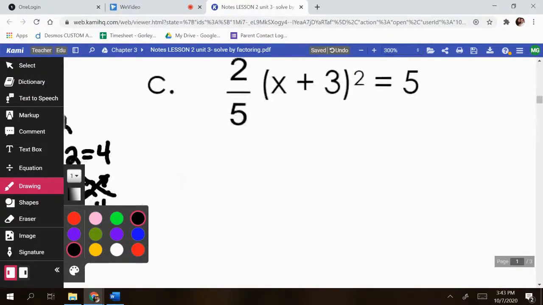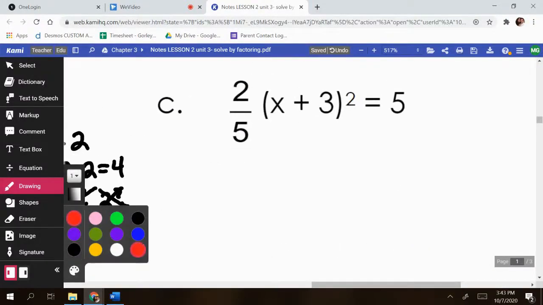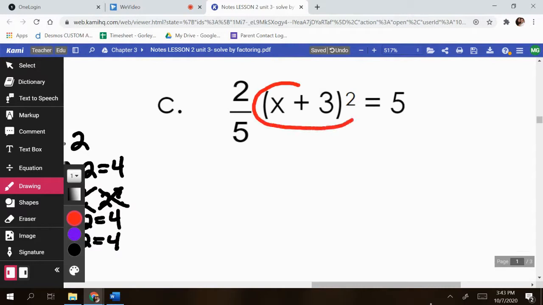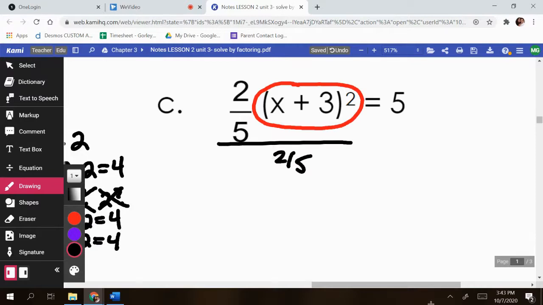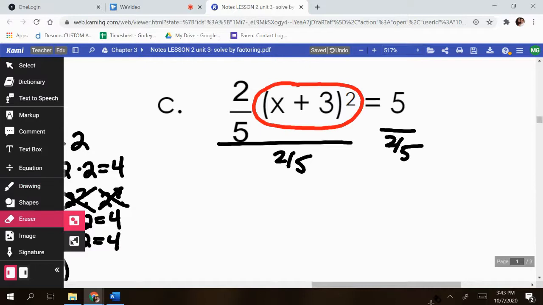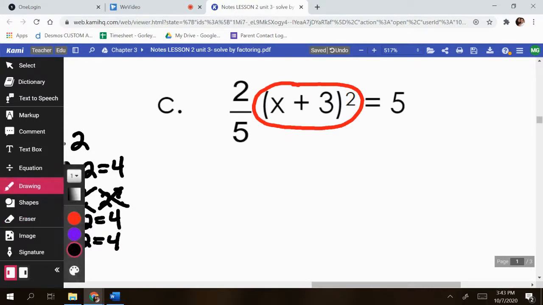Now let's think again about what is being squared. In this case, x plus 3 is being squared. So we want to try to get that entire squared expression by itself. So how am I going to do that? Well, I could think about dividing both sides by 2/5. But really, rather than dividing by a fraction, instead I'm going to multiply by the reciprocal of that fraction. So I'm going to multiply this entire side by 5/2.